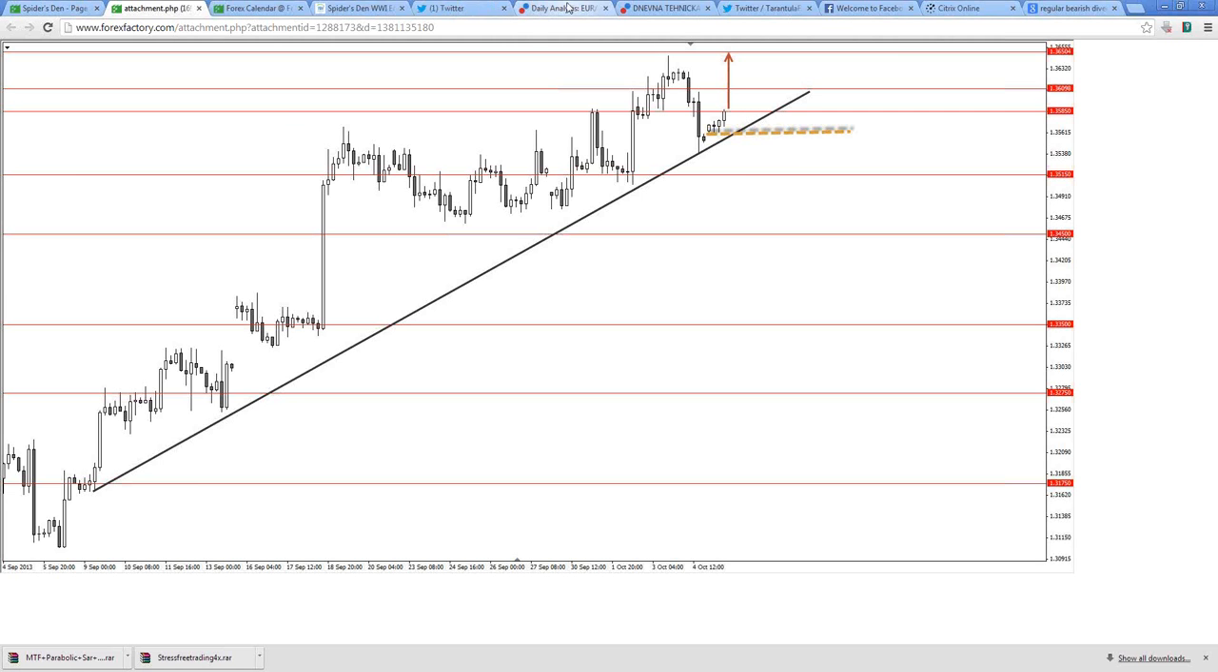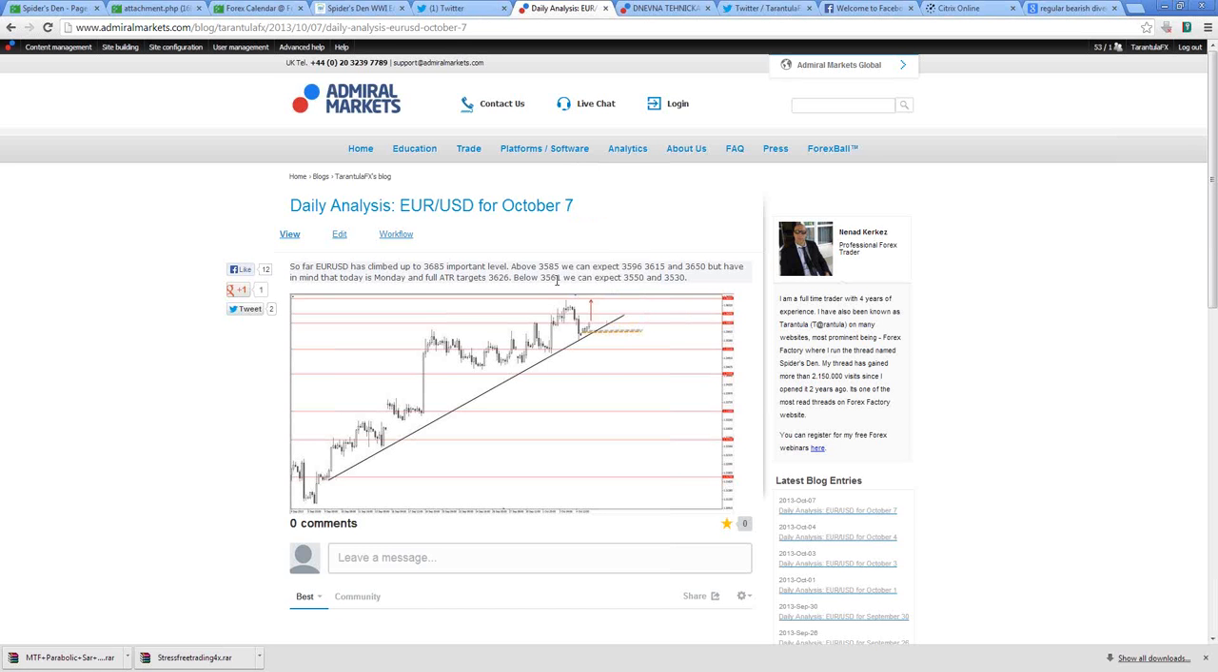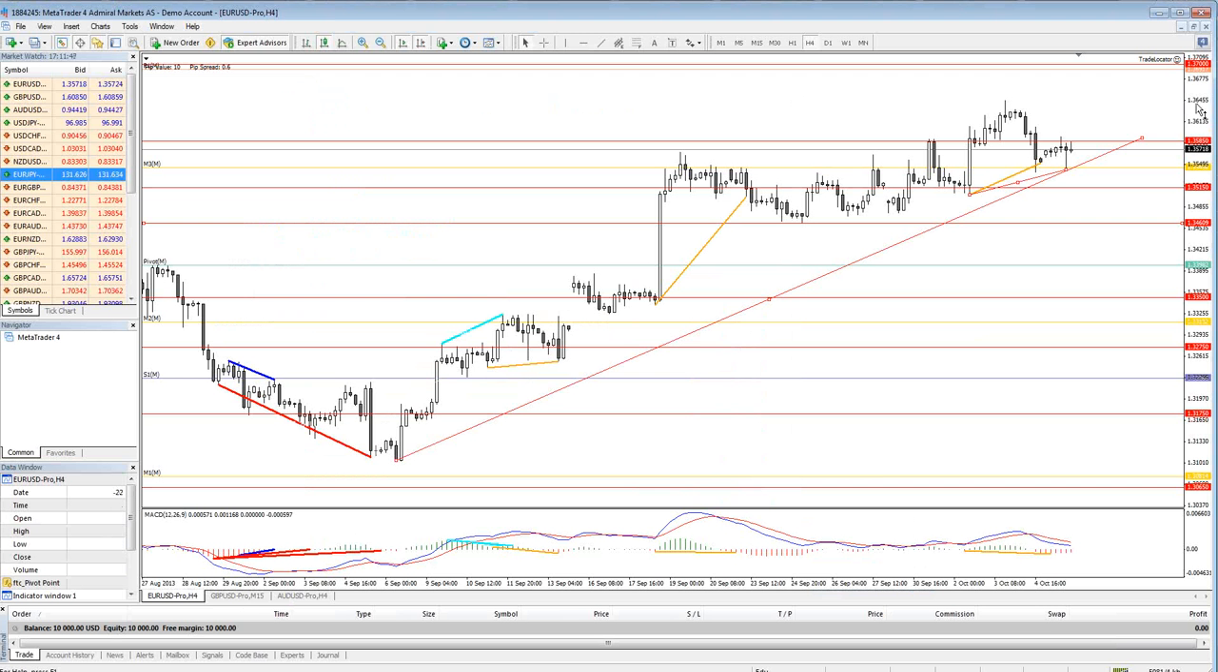And in my daily analysis, I told you that if we go below 35.61, we can expect 35.50 and 35.30. So that should have been a breakout trade. That breakout trade could have yielded some 15, 20 pips. But let's see now what we can have for tomorrow.